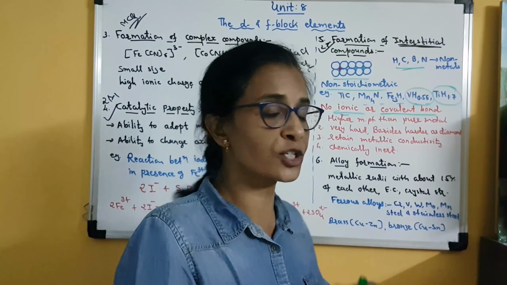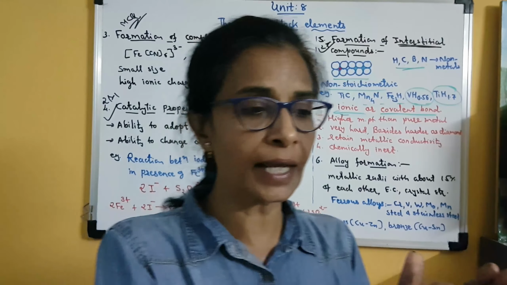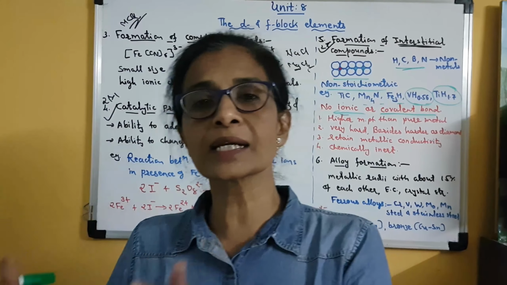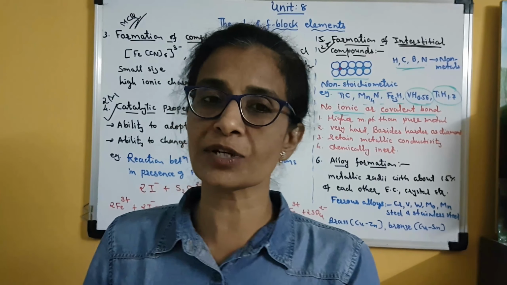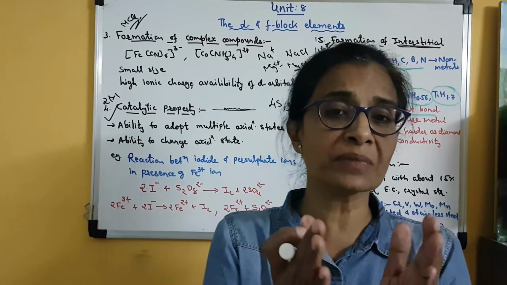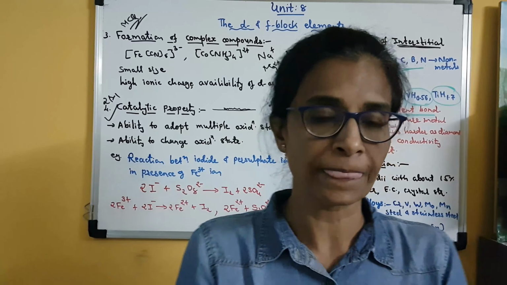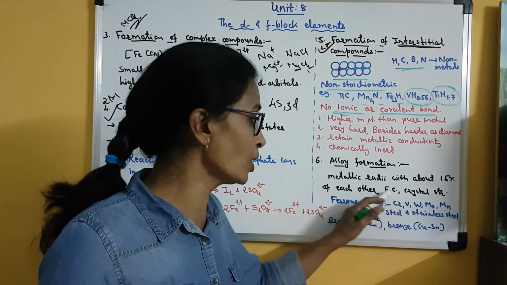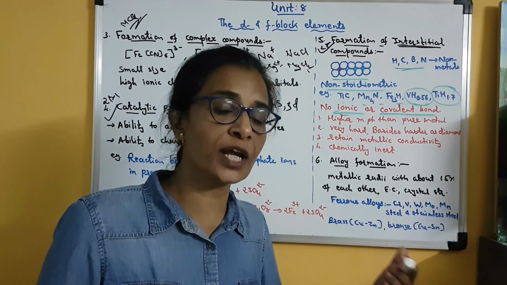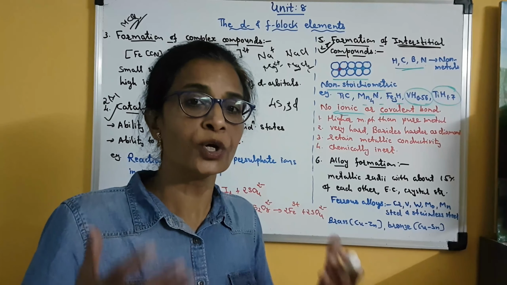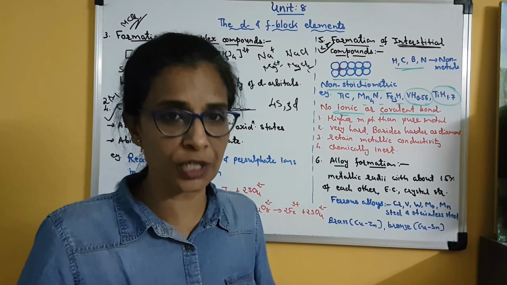Third is their crystalline structure. If one element has, suppose, body centered crystalline structure and the other has face centered crystalline structure, then they cannot be mixed. So they must have the same crystalline structure also. Clear? So transition elements satisfy all these requirements for alloy formation, and that is why most of the alloys that we know are made from transition elements.